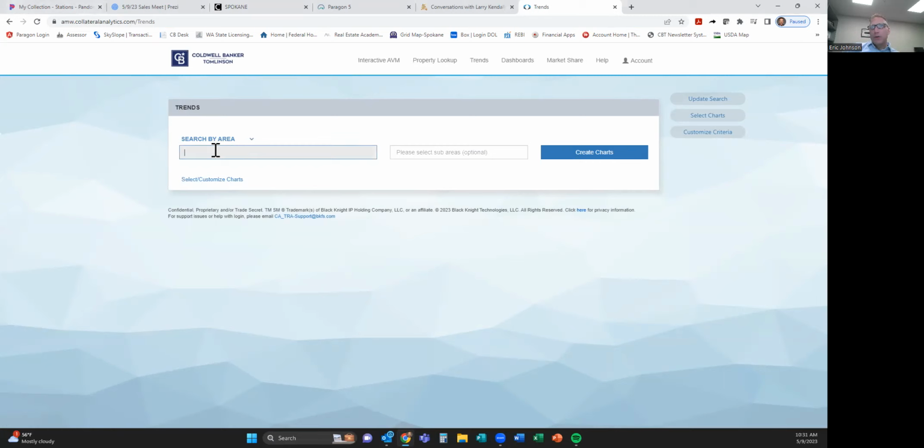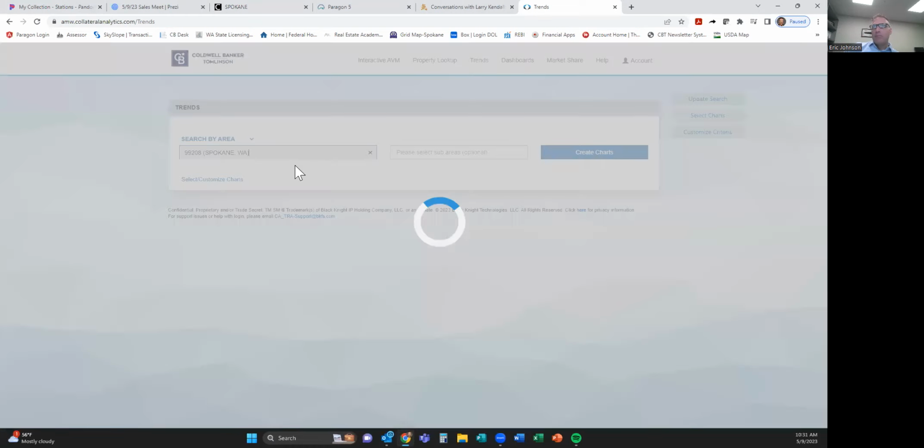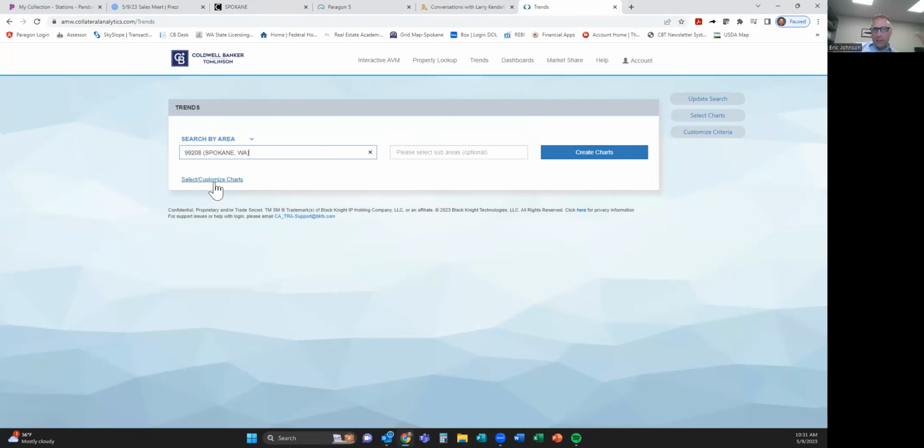So I'm just going to do a zip code here. And what I've found is I don't want to get too specific on my area because the less data, the more weird stuff can happen and skewing can happen. And so I just kept it at the zip code. And then from here, I can go to select charts over here on the right-hand side, if you see that.